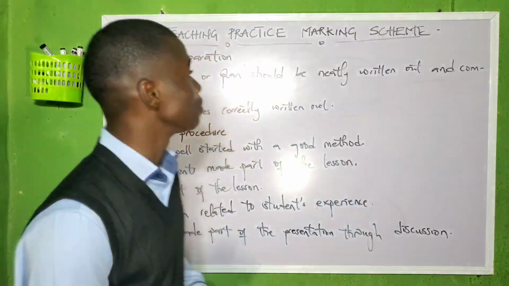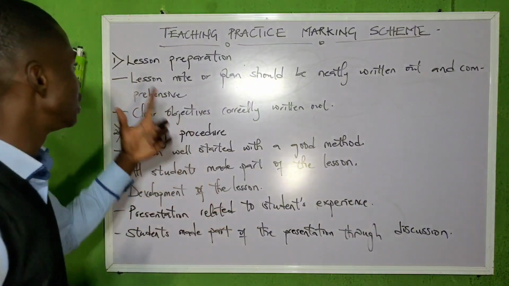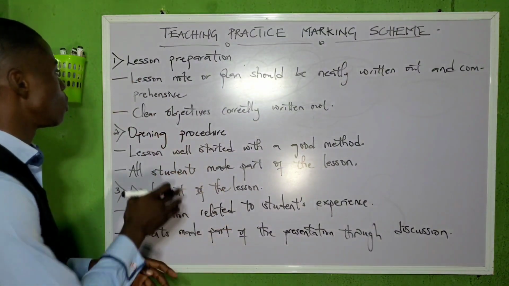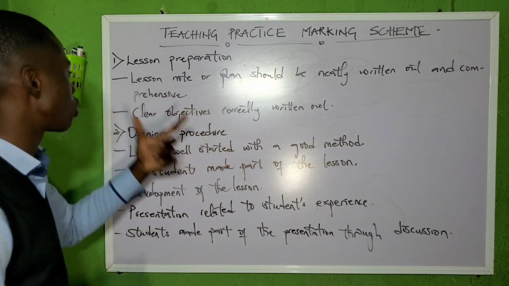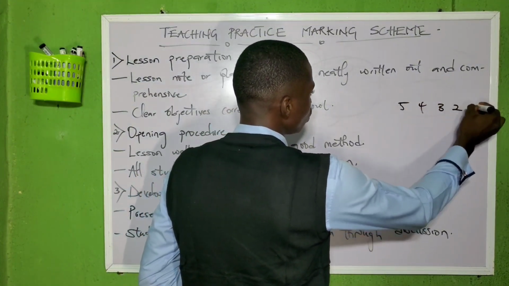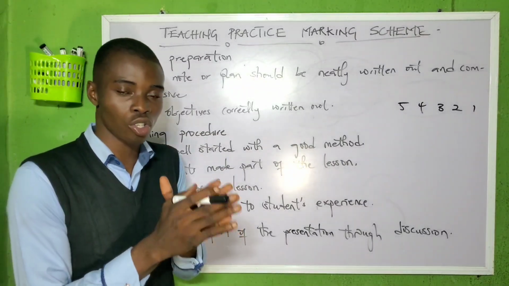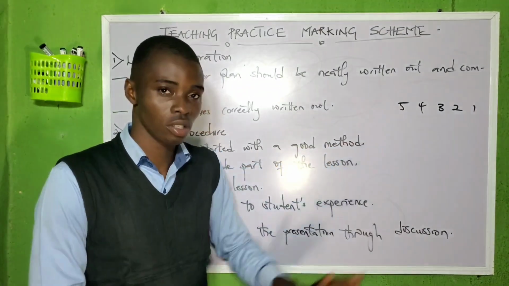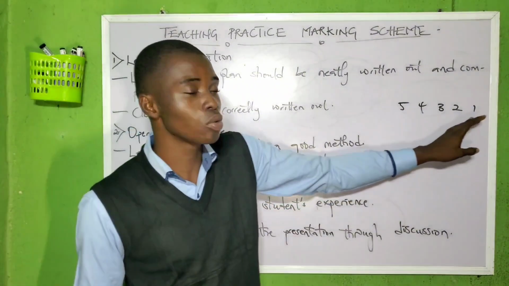Okay, let's get started. The first thing your supervisor is going to look at on the day of supervision is the lesson preparation. Under the lesson preparation, it's divided into two. We have lesson notes or lesson plan should be neatly written out and comprehensive. Remember, it will be 5, 4, 3, 2, or 1. So these are the grades. If your lesson plan is well structured and neatly written out, he or she might give you 5 or 4. But if you have too much cancelling, then you are going to 3, 2, and 1.